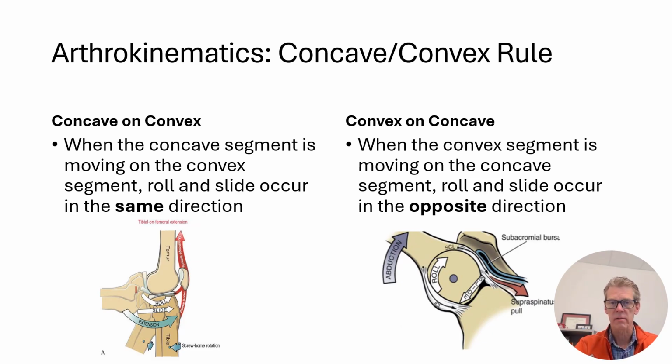They're really informative. Okay, the flip side of that rule is, and we've seen this already in the glenohumeral joint, if the convex surface, the rounded surface, is moving on the concave surface, the roll and the glide are going to occur in opposite directions. So we're abducting, we're rolling superior, and we're gliding inferior.